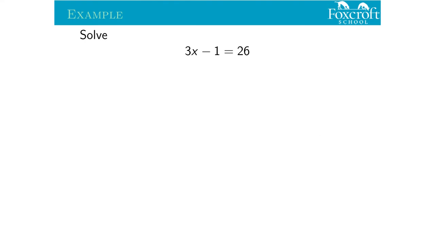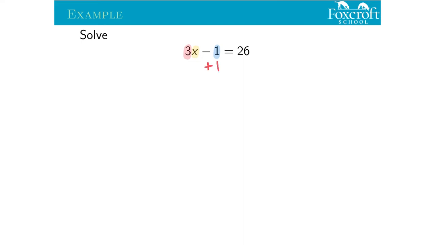So what's this going to look like in practice? If we're going to solve 3x minus 1 equals 26, again, our goal is to take this x and get it all by itself. Right now, there's two things keeping it from being by itself: the 3 and the 1. It's almost the reverse of the order of operations. We're going to get rid of the things farthest from x first and then slowly work our way into x. The 1 is farther away from the x, so I'm going to get rid of the 1 first.